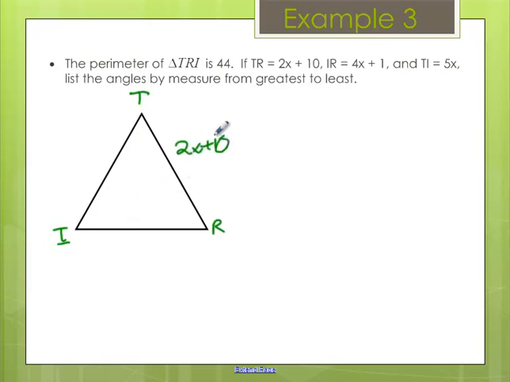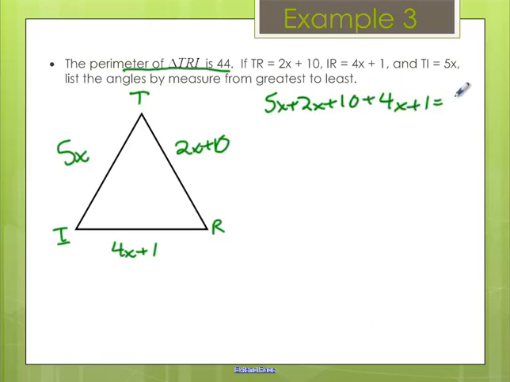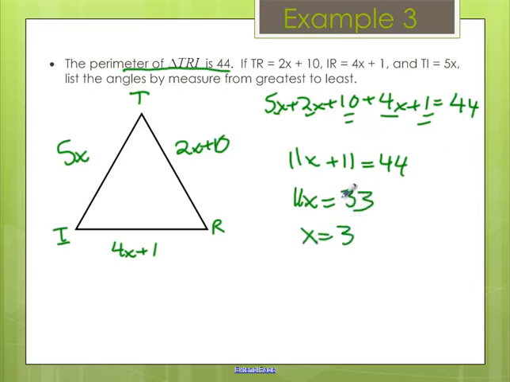TR is 2x plus 10. IR is 4x plus 1. TI is 5x. Now all of these add up to the perimeter, and the perimeter is 44. So 5x plus 2x plus 10 plus 4x plus 1 equals 44. Let's combine like terms. 5, 2, and 4 add up to 11. 10 and 1 add up to 11 as well. I'm going to subtract 11 from both sides, get 11x equals 33, which means x is 3.